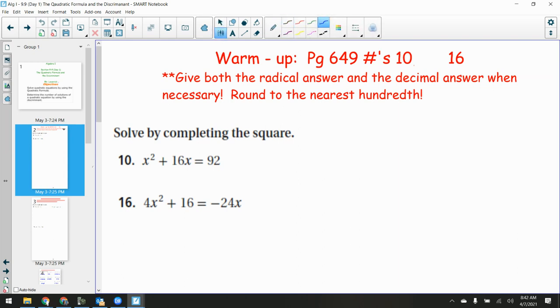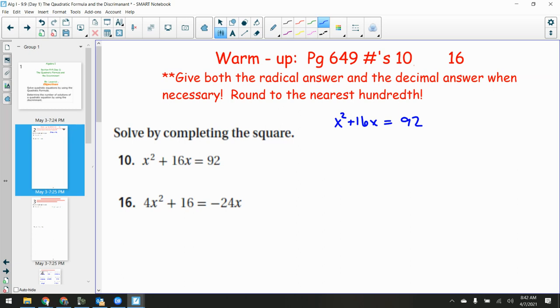All right. So completing the square, what we learned yesterday was there are going to be some weird things that happen, some things that you might need to do beforehand before you start actually completing the square. So let's first start off here. X squared plus 16x is equal to 92.